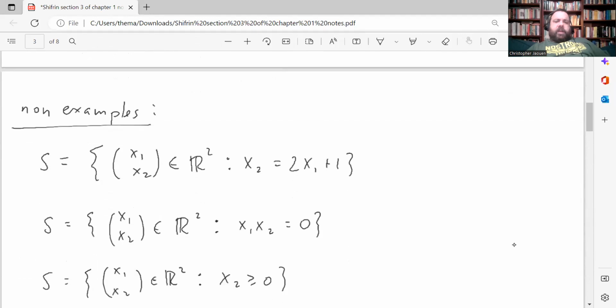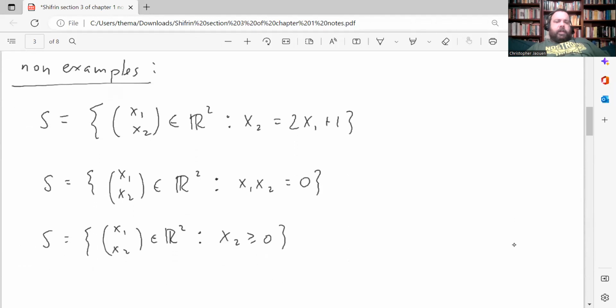And he gives some non-examples here as well. Maybe we'll do the first one just to see why that one at least is not a subspace, and you can try the other two as well to see which one of those three properties fails. The first example here is the set of ordered pairs in R2 that have the property that x2 is 2x1 plus 1. So let's actually show that that one is not a subspace. And I'll do that on the whiteboard.